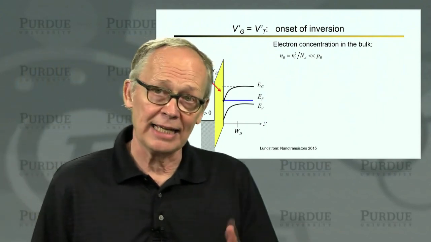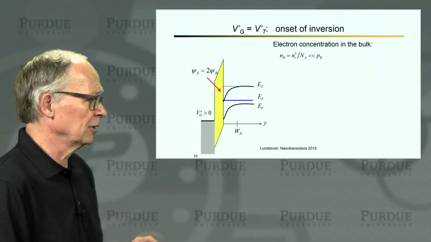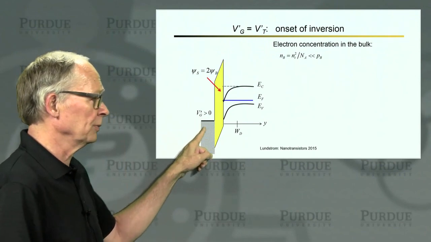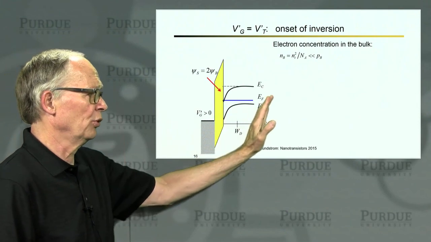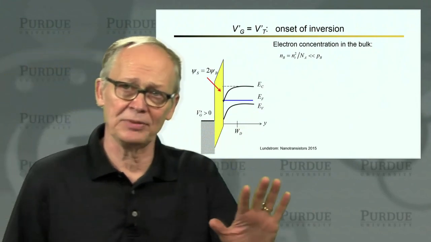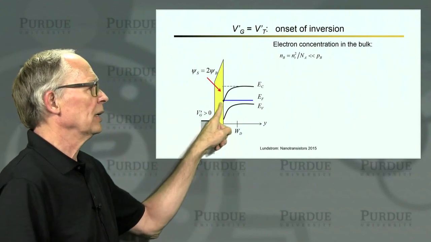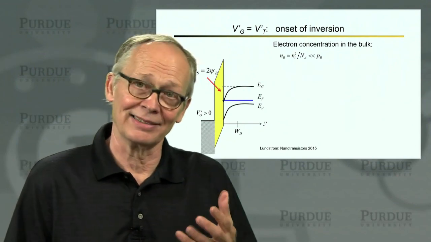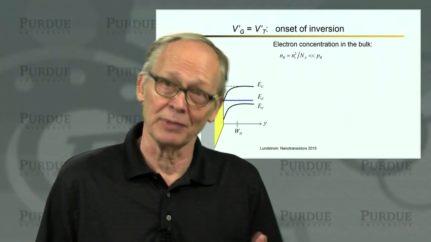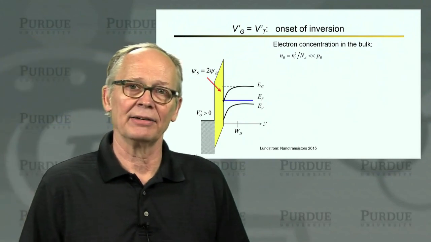Now, what if we keep increasing the positive bias and we pull the Fermi level in the metal down more and more? We pull the bands down more and more. We deplete more and more, and we push the depletion layer depth deeper and deeper into the semiconductor. But we also bring the conduction band closer and closer to the Fermi level, which isn't moving. That means our electron density is getting higher and higher.